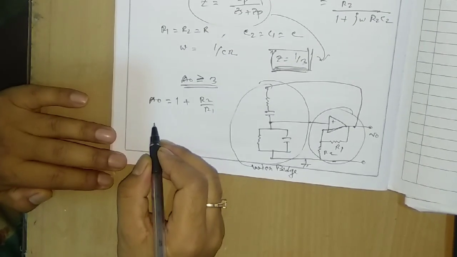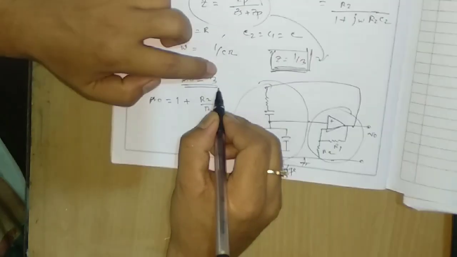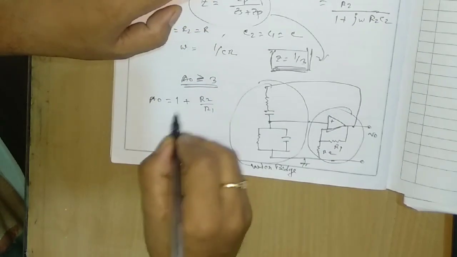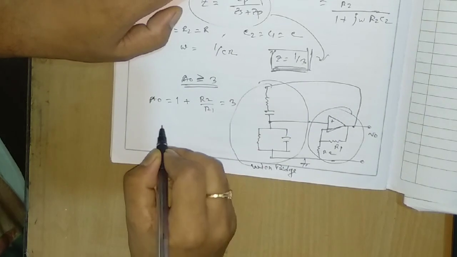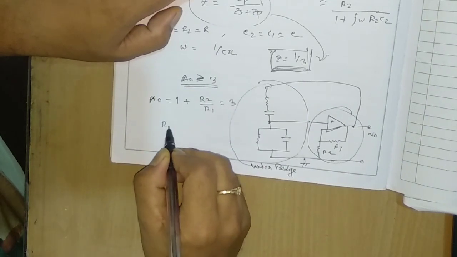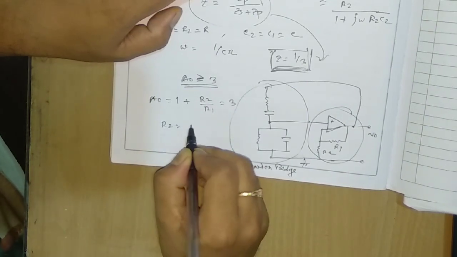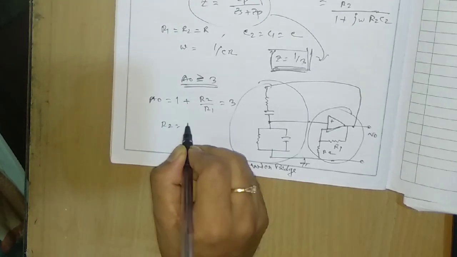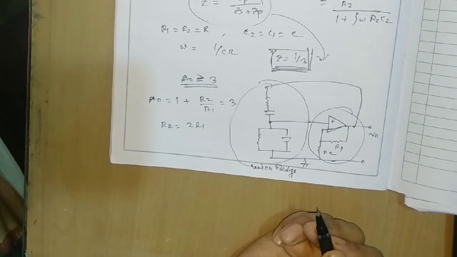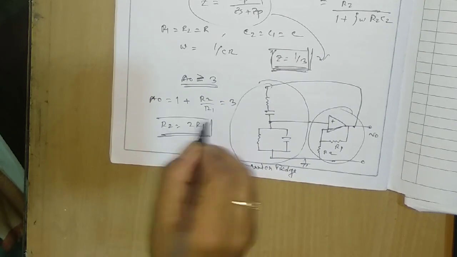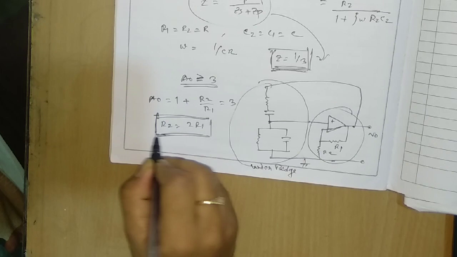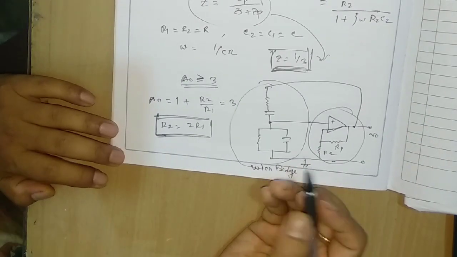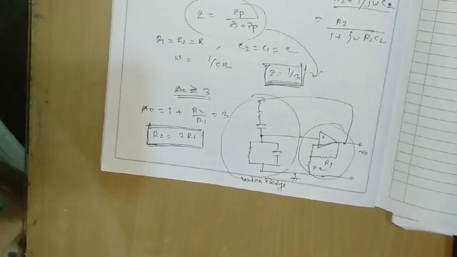So the gain to achieve this should be equal to or greater than 3. So we have R2 equal to 2R1. So this should be the criteria of this Wien bridge oscillator.